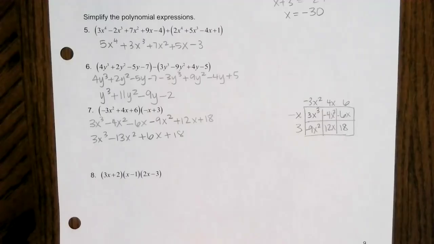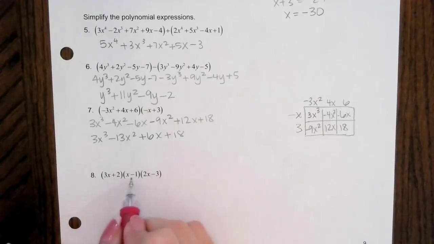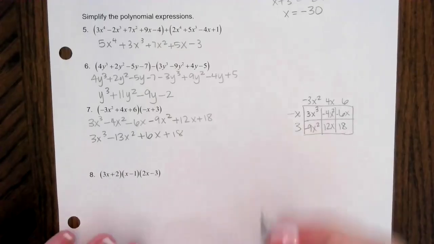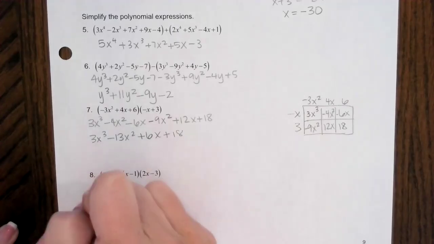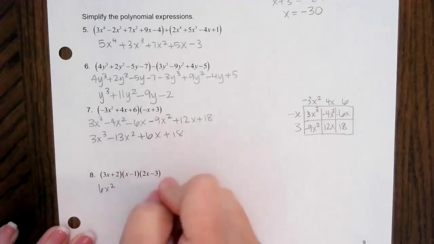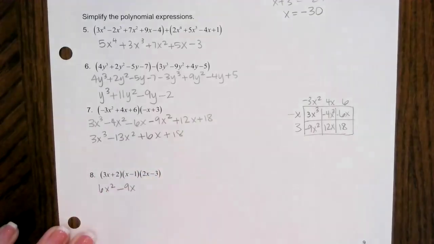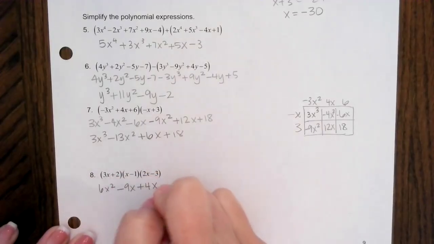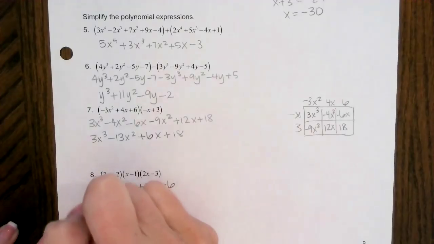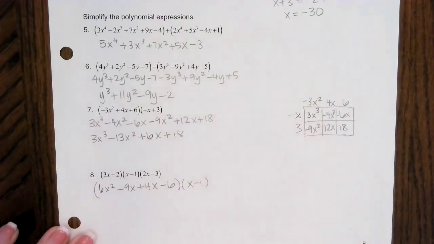All right, when we have 3 parentheses side by side, we're talking about multiplication again. And so in this case, you would want to multiply 2 of them together first, and then multiply it times the third one. So I would pick these 2 to multiply together first and leave my x minus 1 because that's the easier one afterwards. So you can FOIL, basically. 3x times 2x gives me a 6x squared. 3x times negative 3 gives me a negative 9x. Then 2 times 2x gives me a 4x. 2 times negative 3 gives me a negative 6. All of this is being multiplied times the x minus 1.